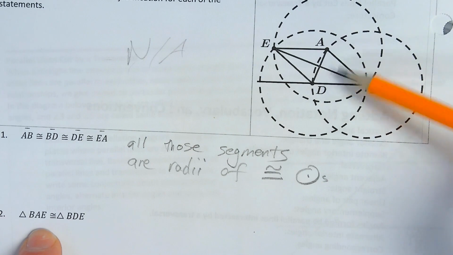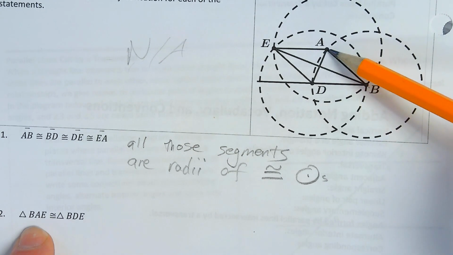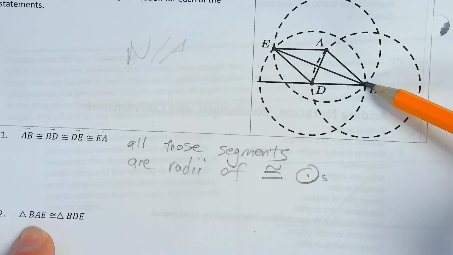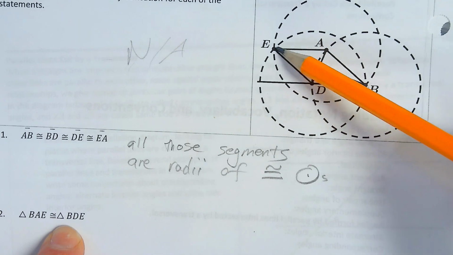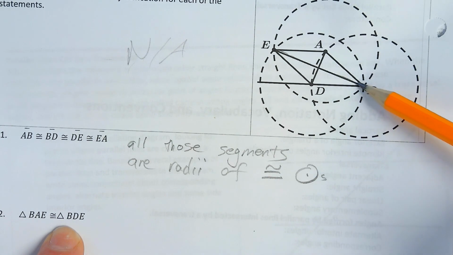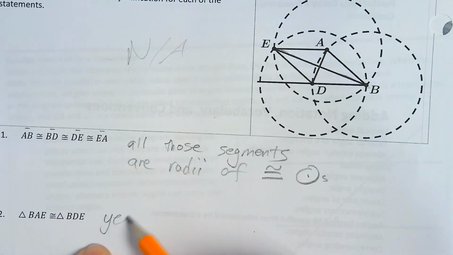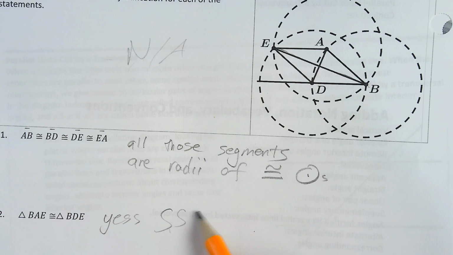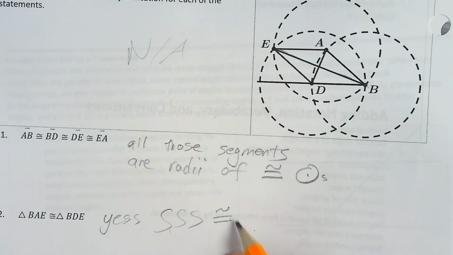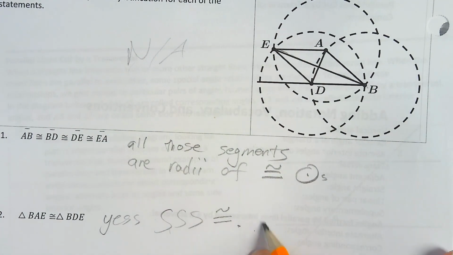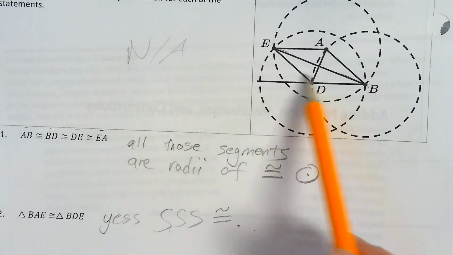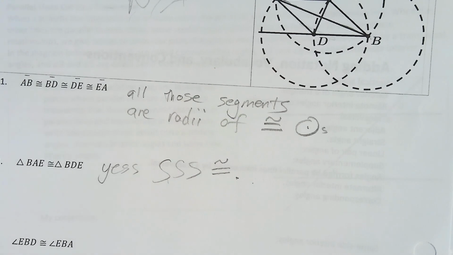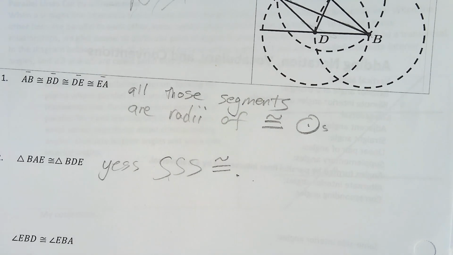First, let's find them. B, A, E. Whoa, it's the long one. B, D, B. Shared side. Yes. Side, side, side, congruency. I'm not even going to write y. There's a shared side and then 2 radii, but we're just justifying here. Does angle EBD be congruent to angle EBA?